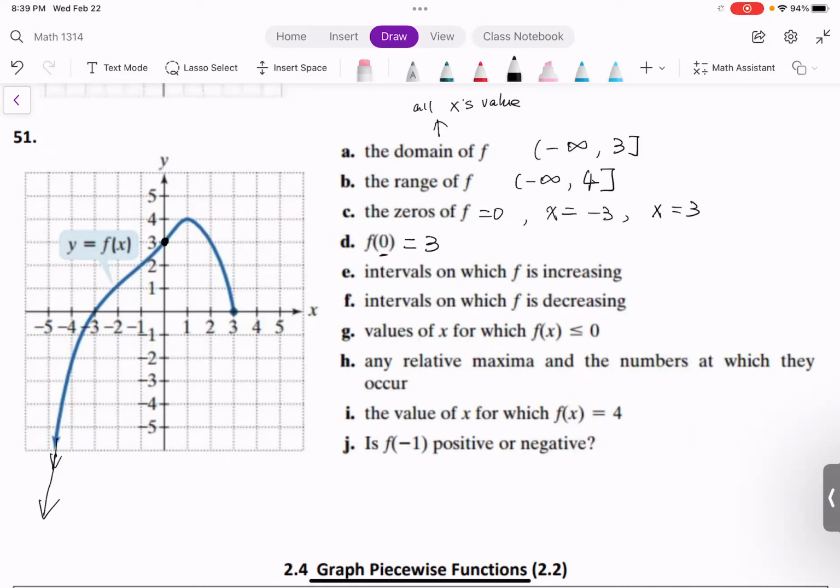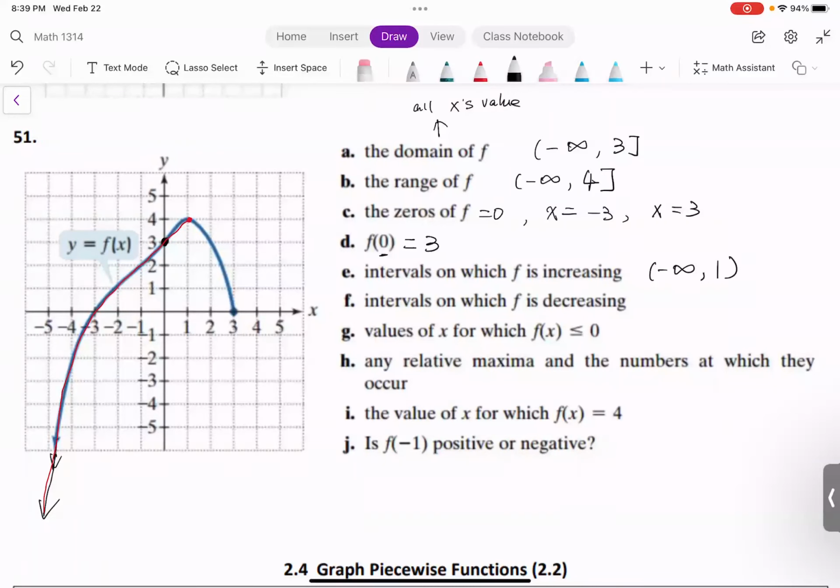Number E, intervals on which f is increasing. We can use a different color to highlight the increasing interval. The increasing part goes all the way to the point here. The interval of increasing is from negative infinity to the point where the x value is 1. Use parentheses. An increasing or decreasing interval means the x interval, all the x values of the increasing part.